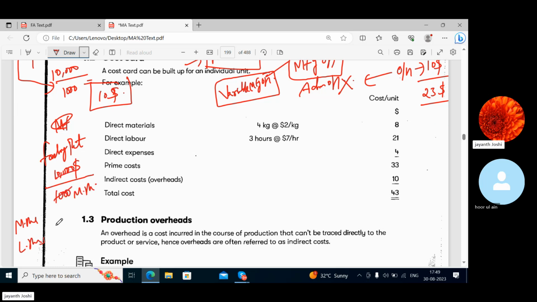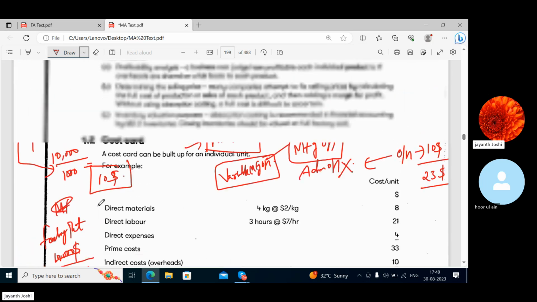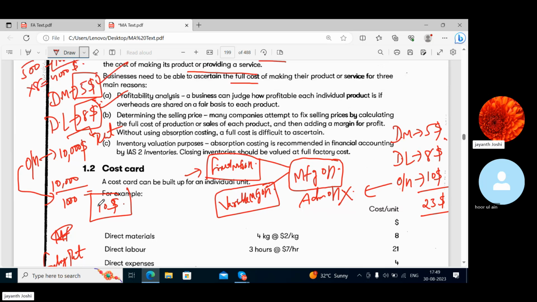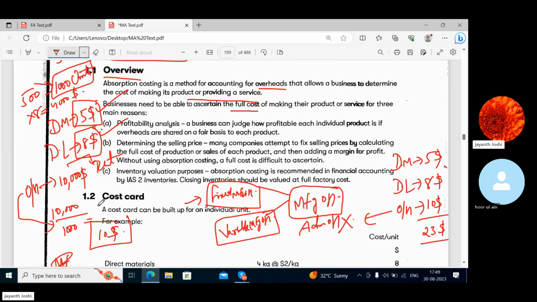So I will get $10 per machine hour that I can take, right? There are two allocation bases naturally used in absorption costing, that is machine hour and labor hour. Allocation can be done in many ways. This is the most widely used allocation base in the case of absorption costing.